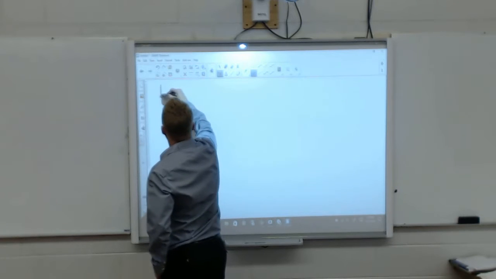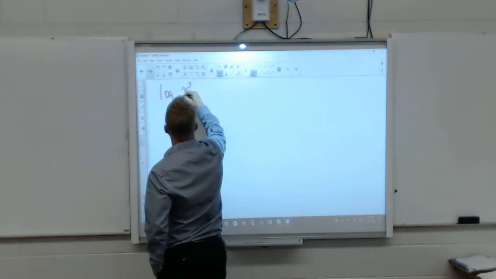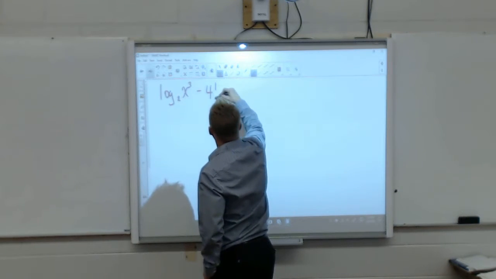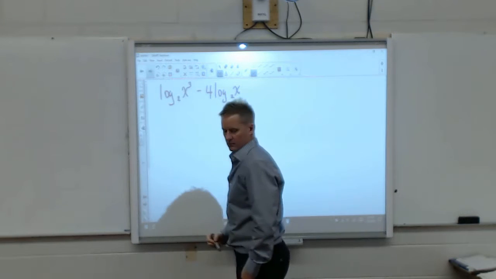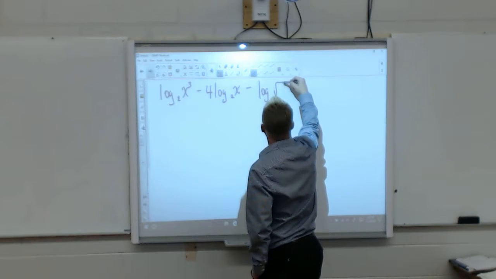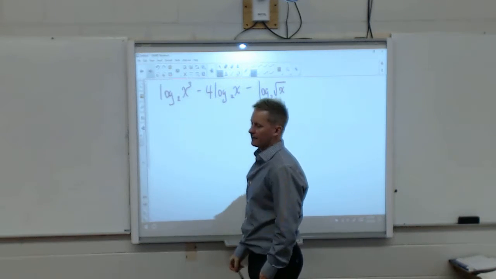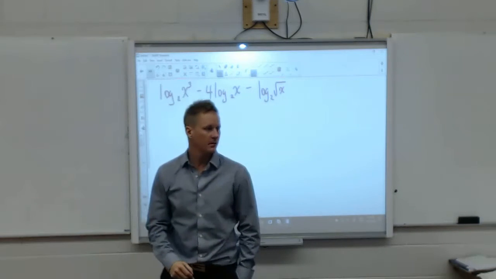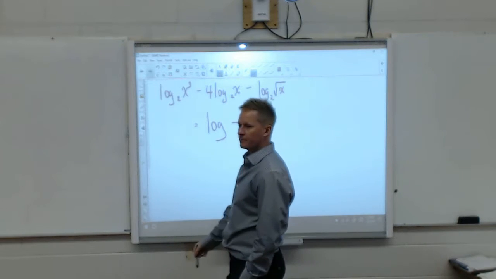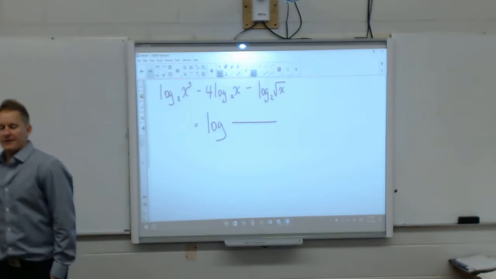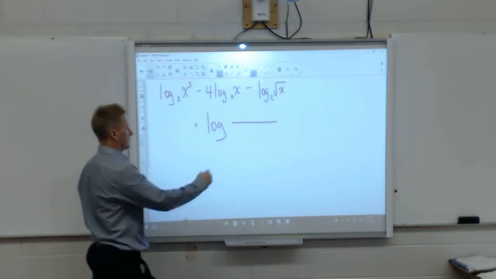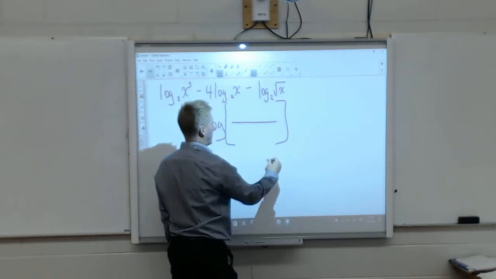So I have the log of x cubed to the base 2 minus 4 log x to the base 2 minus log root x to the base 2. All right. Want to see how to do this? Here's what I'm going to do. Log, and draw a line. If it's add, it goes on the top. If it's subtract, it goes on the bottom. And I'm going to place a bracket there.